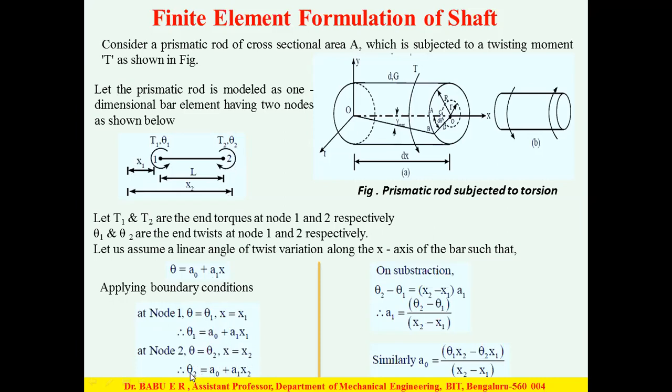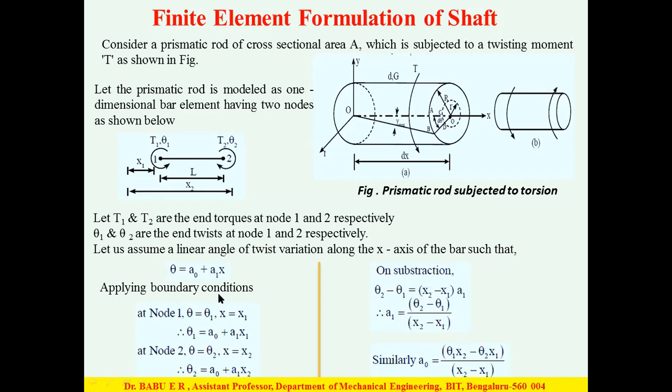You substitute it, we'll get theta 2 equals a0 plus a1 x2. Now I will subtract these two equations. On subtraction, we'll get theta 2 minus theta 1 equals x2 minus x1 into a1. Therefore, a1 equals theta 2 minus theta 1 divided by x2 minus x1.